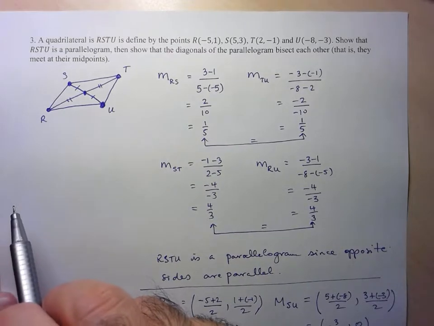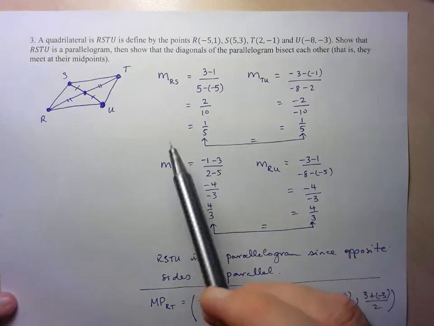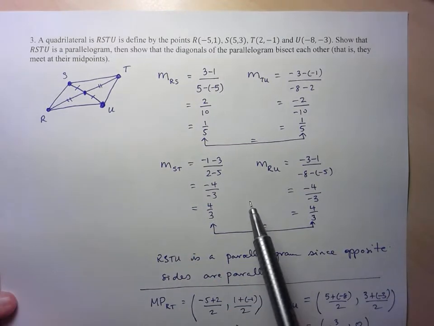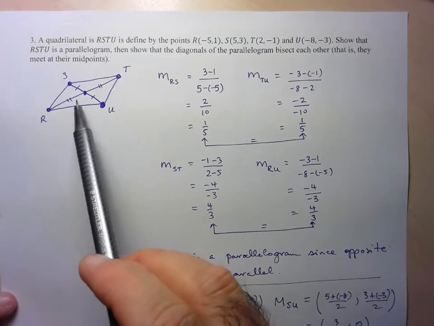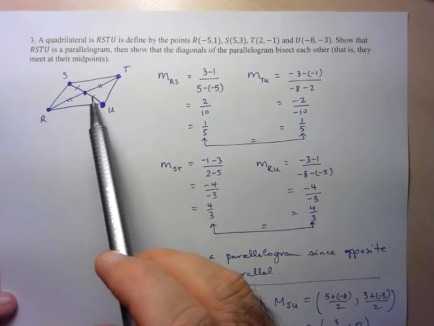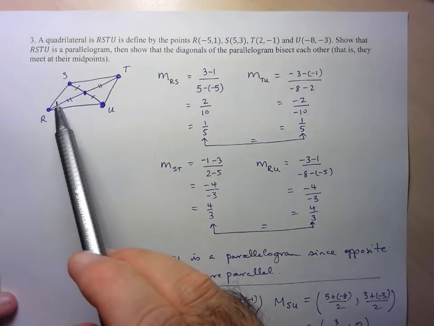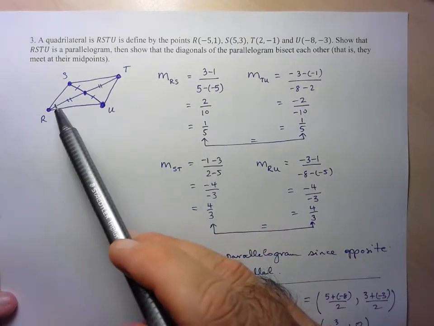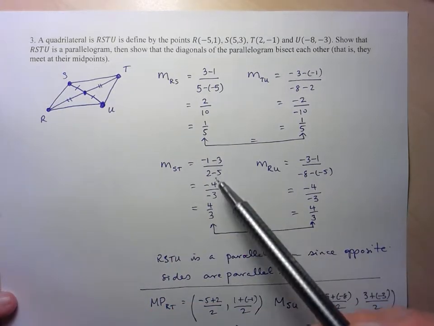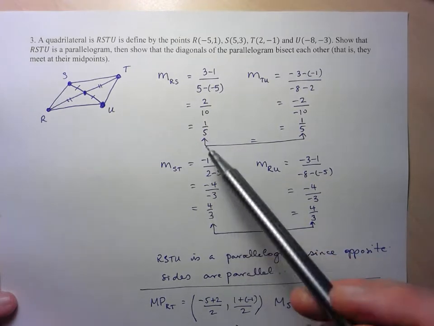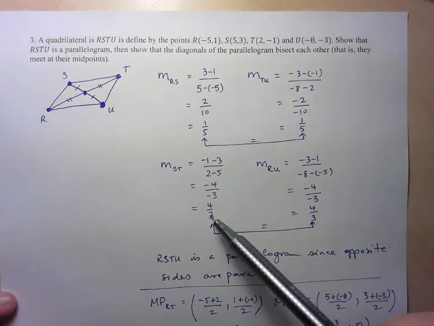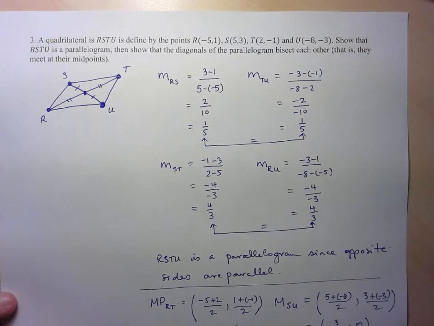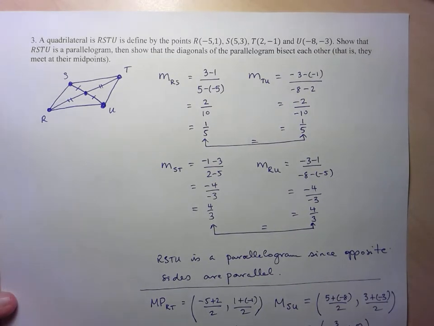Now just as another thing, let's take a look. Is this parallelogram also, say, a rectangle? How could I tell? Well, again, rectangles have opposite sides that are parallel, but they also meet at right angles. If we look at adjacent sides, RS and ST, look at those two slopes. Are they negative reciprocals of each other? No. So I could also continue on and say, I know that it's a parallelogram, but not a rectangle. Okay, that's it for this one.